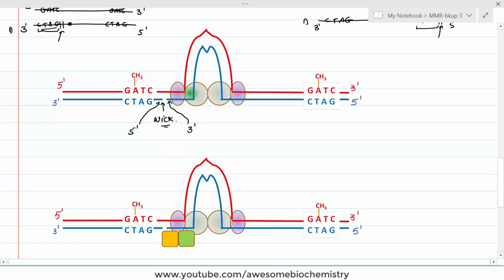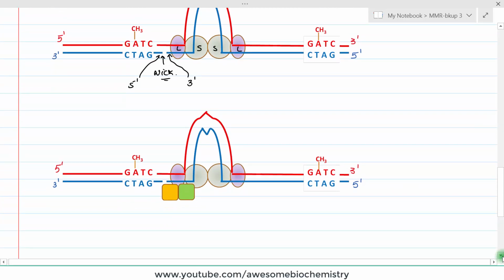So once nick is over here, this MutS and MutL complexes are still there, it will recruit two more enzymes. So these are the two more enzymes. So again, I will show 5' end over here, and this is the 3' end. Okay. What are these two proteins which are recruited? The one protein is UvrD helicase. And the second protein is exonuclease.